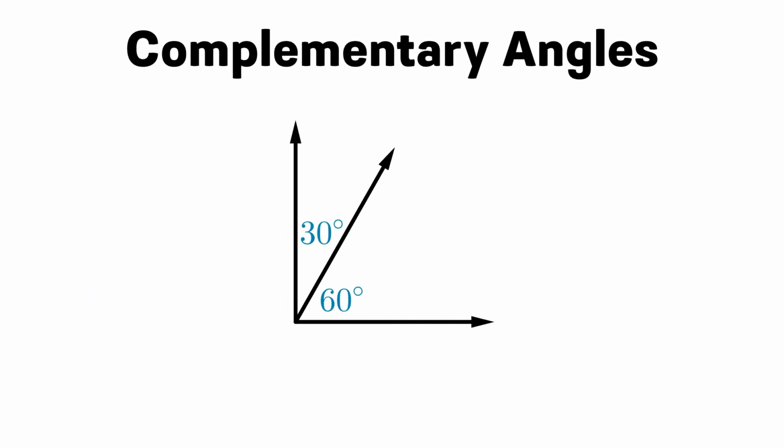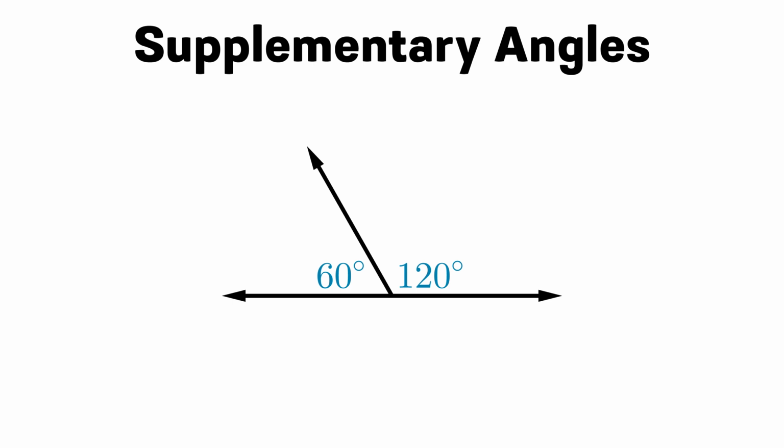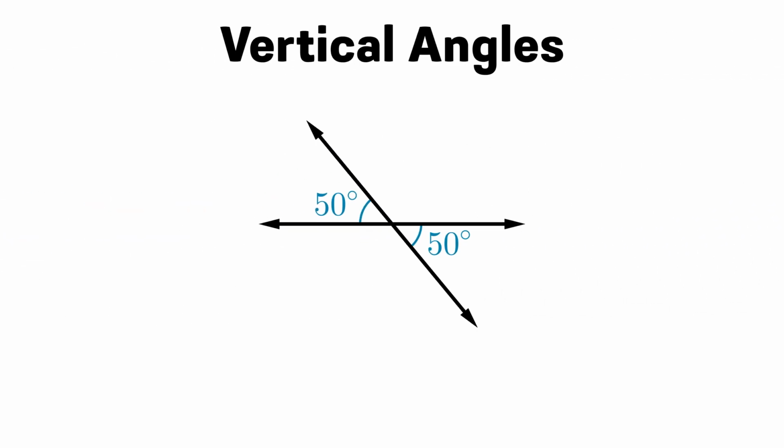Complementary angles are a pair of angles that add up to 90 degrees. Supplementary angles are a pair of angles that add up to 180 degrees. Then we have something called adjacent angles. These can be any two angles that are attached to each other, and they can add up to any number of degrees. And finally, there are vertical angles, which are formed by crossing lines. These angles are always equal in measure.